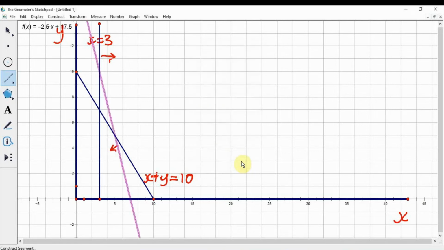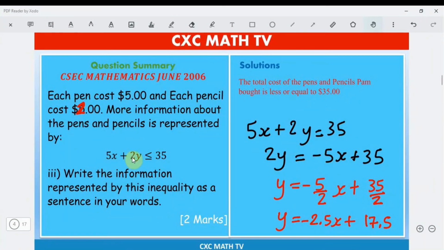Just in the interest of time, I draw the line. So this would be the line. This line right here represents the equation 5x plus 2y less than or equal to 35. Now, when I was doing this, notice I didn't put on any inequality sign. So you want to know, are we above or below the line? If we had brought over the 5x, this would have been saying 2y is less than or equal to, and this would still have been saying less than or equal to. So we're definitely below the line.